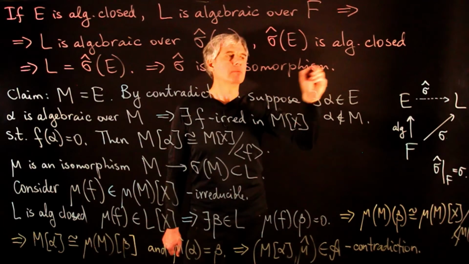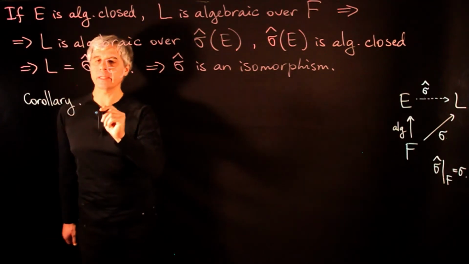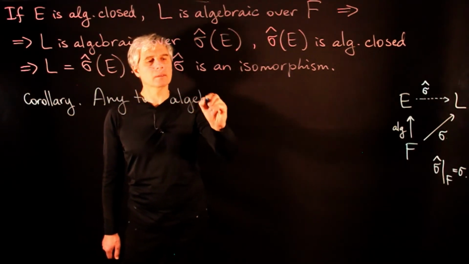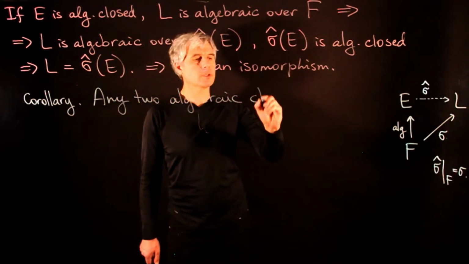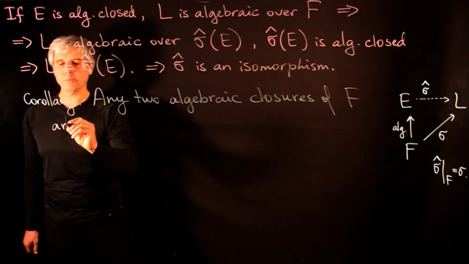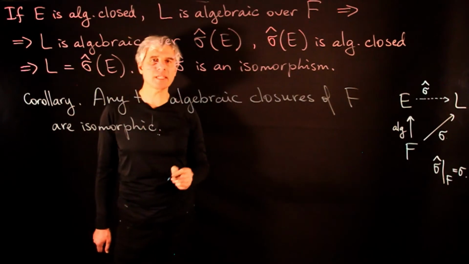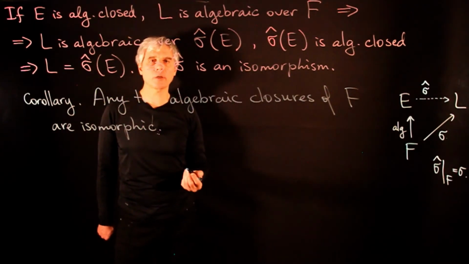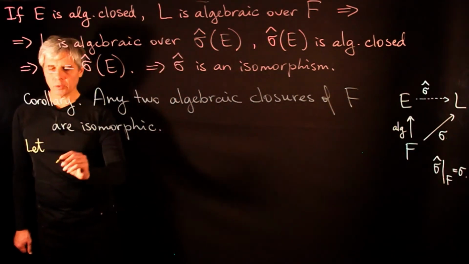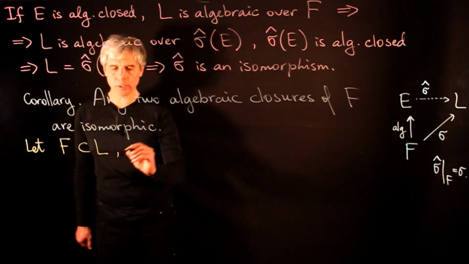As an immediate corollary, we get that any two algebraic closures of a field F are isomorphic. Which means that essentially, up to an isomorphism, the algebraic closure of a field is unique. Now let us consider the following situation. Suppose we have a field F which is contained in an algebraically closed field L.